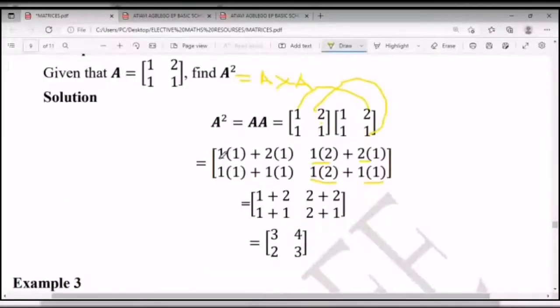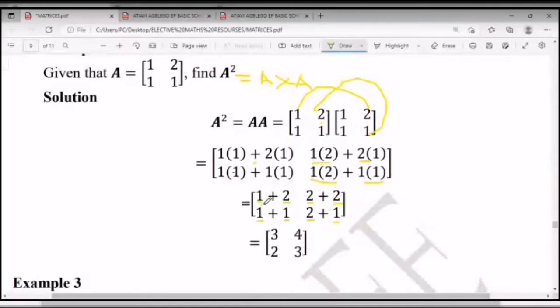So let's multiply. 1 times 1 is 1, plus 2 times 1 is 2. Let's come to the second row. 1 times 1 is 1. 1 times 1 is 1. Now let's come to the second column. 1 times 2 is 2, plus 2 times 1 is 2. 1 times 2 is 2, plus 1 times 1 is 1.